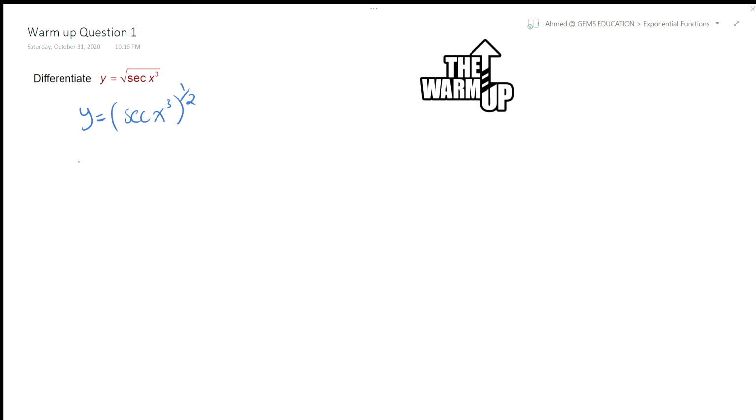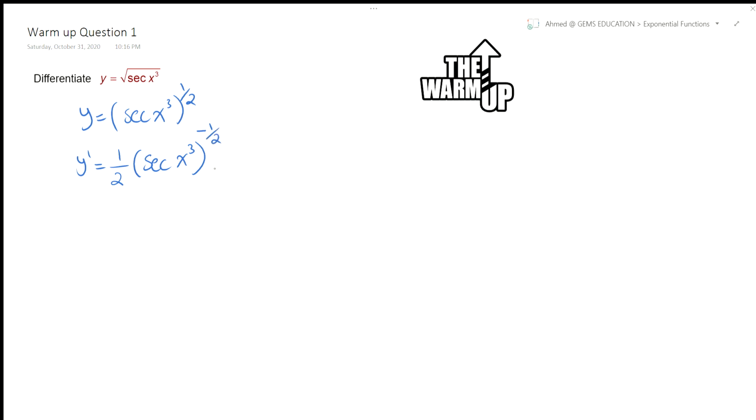Now to start getting the derivative, so I have a bracket with the power, and in order to derive that, I'll need to multiply this power at the very beginning. So I'll put half, open the bracket, then secant x to the power of 3. Everything inside the bracket remains as it is. Then I subtract 1 from the power, so I'll have negative half.